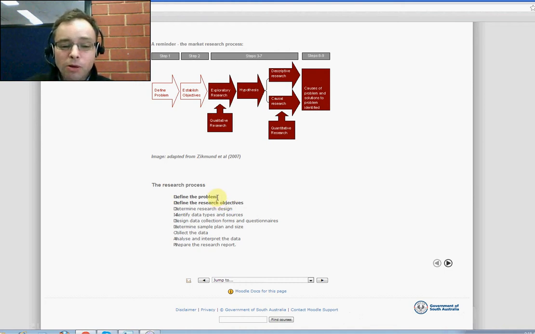Now, defining the problem is step number 1. So first of all, we need to identify what it is that we want to focus our research on. Step number 2 is defining the research objectives, and that relates to the information that we need to collect as market researchers in order to fix the problem. And we'll talk about these first two steps in today's session. You can read everything about it in Moodle or in your booklet if you printed that out.